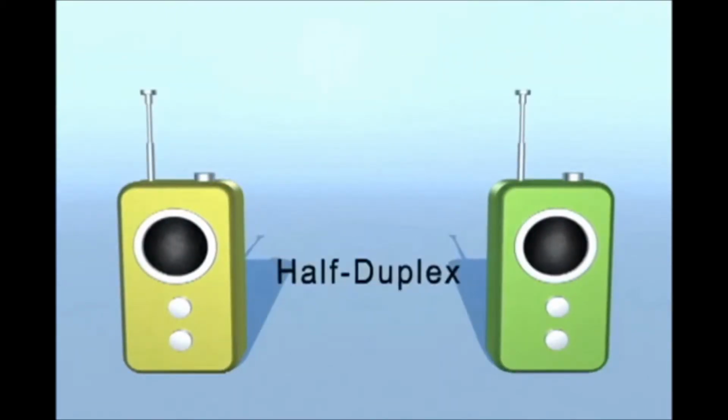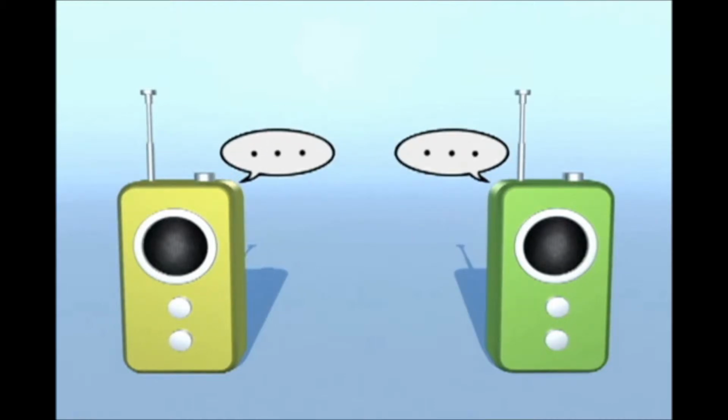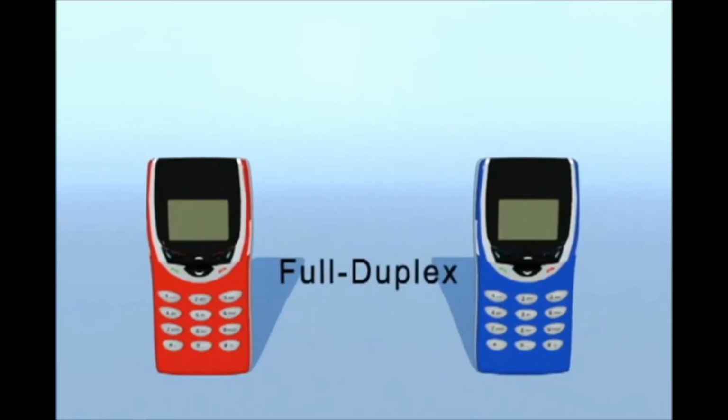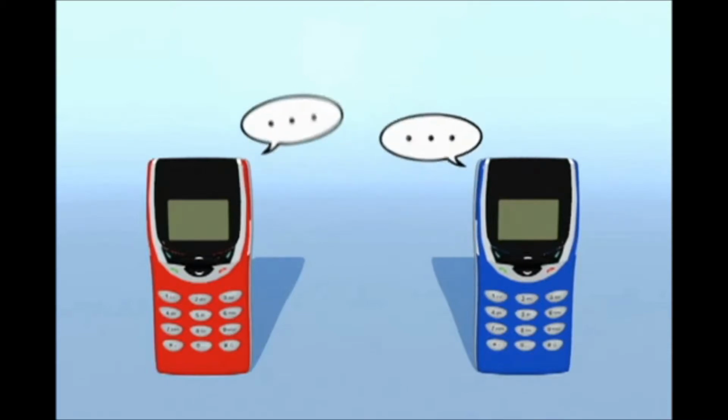Walkie-talkies are half-duplex devices. That's when two people communicating use the same frequency, so only one person can talk at a time. A cell phone is a full duplex device. That means you can use one frequency for talking and a second frequency for listening. Both people can talk on the call at once.